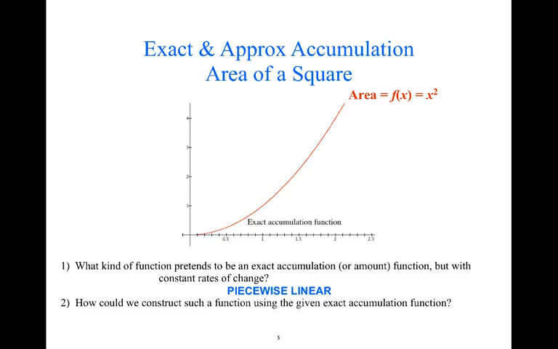Okay, so how can we construct that? What is going to be the way that we construct that? We're going to use information from the exact accumulation function to construct a piecewise linear graph. So we're going to use actual values of accumulation, and then we'll join those how? We'll join those correspondence points with linear pieces. Okay, so we want line segments whose endpoints are on the curve. Right? Line segments whose endpoints are on the curve.